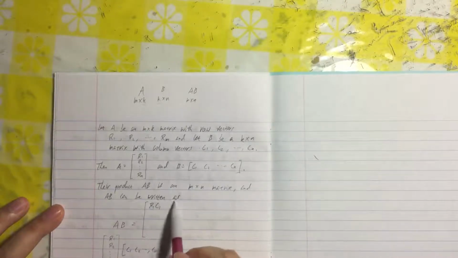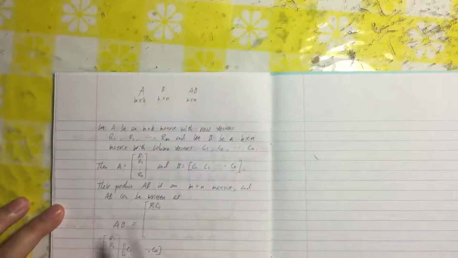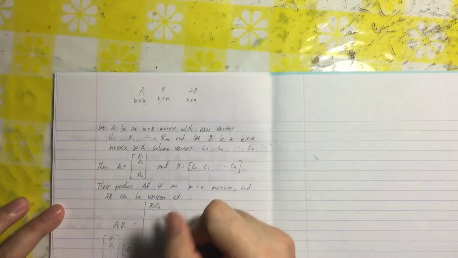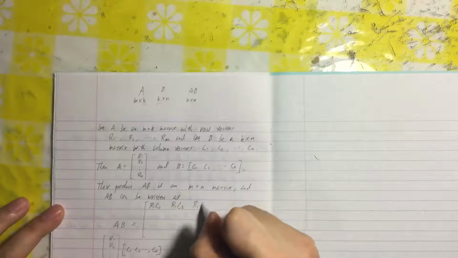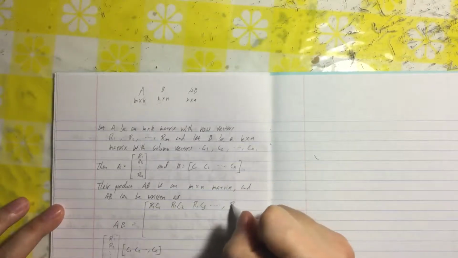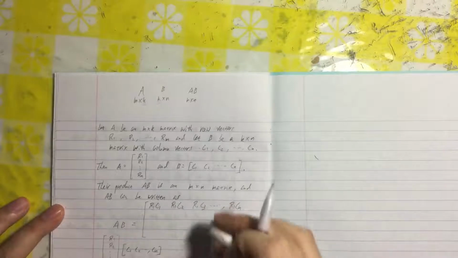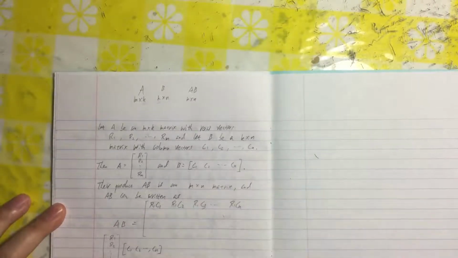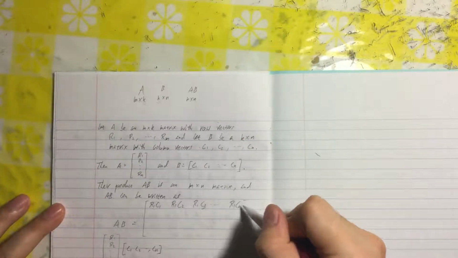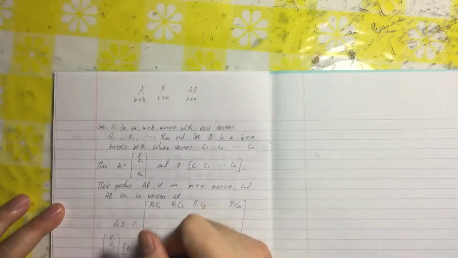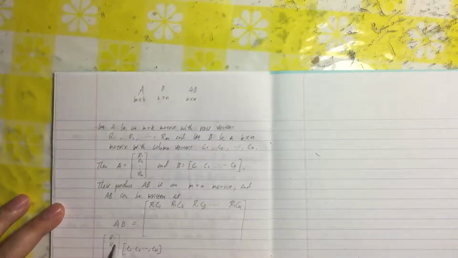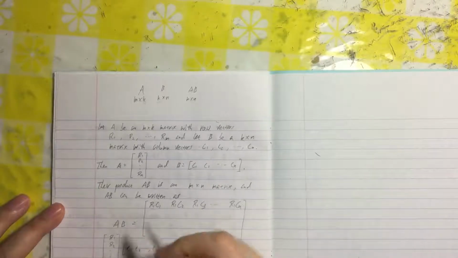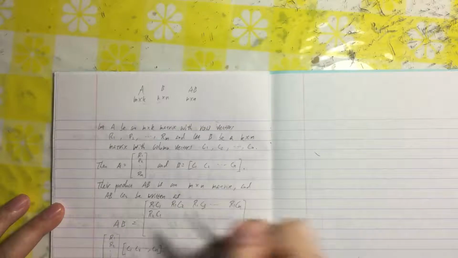Second place here, that's first row, second column. I take the first row in matrix A times the second column in matrix B. So that's R1 times C2. Next is R1 times C3 and so on. Eventually it will be R1 times Cn. There's no comma here. That's an entries in the first row. In the second row, this place is second row, first column. So I take the second row in matrix A times the first column in matrix B. I get R2 times C1.